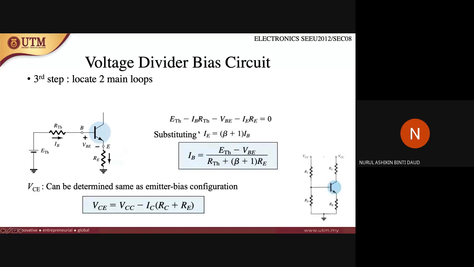So next, this is the value of IB just now, and this is the value for VCE. This is actually a repetition, a summary of how to find IB and how to find VCE. From this information, you can always find the values of VB, VC, and VE.